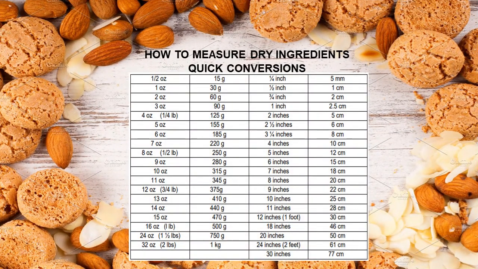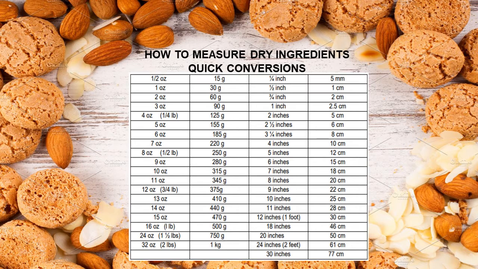So how to measure dry ingredients? These are the quick conversions in terms of ounces, grams, inches, and millimeters. So let's start with 1/2 ounce equivalent to 15 grams equivalent to 1/4 inch and equivalent to 5 millimeters. 1 ounce equivalent to 30 grams equivalent to 1/2 inch equivalent to 1 centimeter.